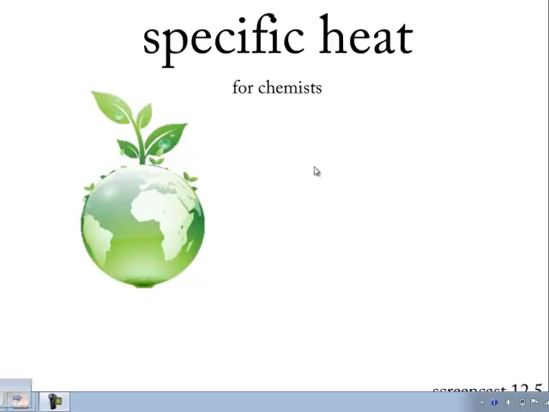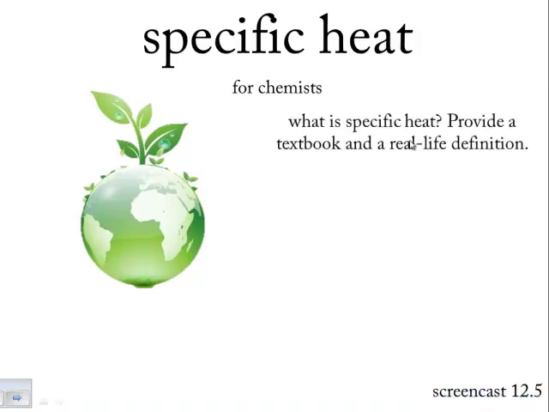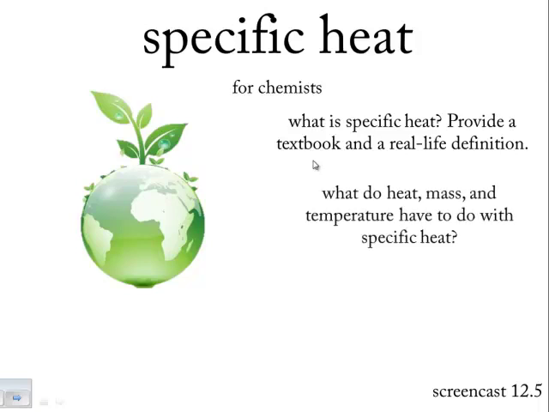If you're a chemist, you might be concerned about how much energy it takes to heat substances, pure substances. This is known as the specific heat of this substance, and this will be the topic of this screencast. We'll ask what it is, take a look at that wordy textbook definition and try to convert it into a real-life definition or even a lame synonym, and think about what it's composed of, how it relates to heat, which is, I guess, a big part of it, temperature, and how much you're heating. This is Screencast 12.5.